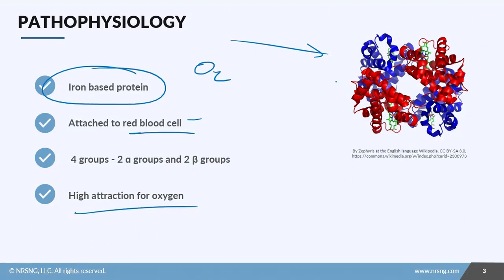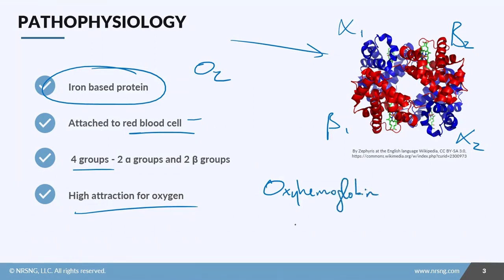If you look, hemoglobin has four little groups: two alpha groups, which we'll call the blue ones, alpha 1 and alpha 2, and then beta 1 and beta 2. They all have a responsibility of carrying oxygen. If they have oxygen attached, we call this oxyhemoglobin. And if it doesn't, then we call it deoxyhemoglobin. So this one says, yes, we have oxygen. This one says, no, we don't have oxygen.